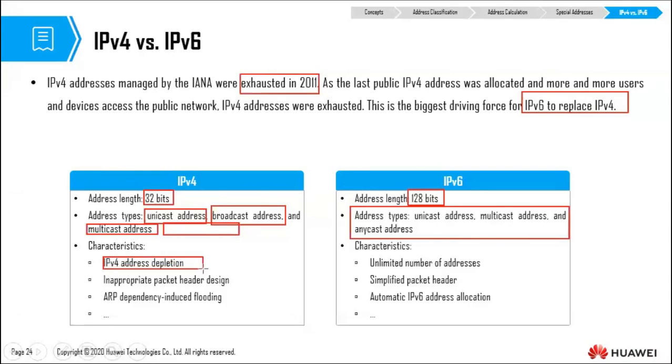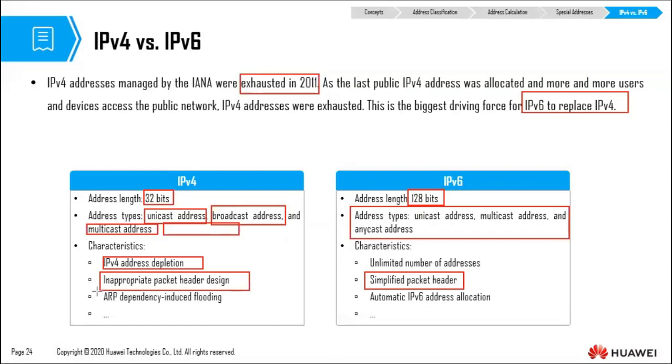So the problem with this one was the depletion, inappropriate packet header design. You've seen the IP header, the way it has so many fields. You've seen all those fields: TTL, identification, fragmentation, blah, blah, blah. With the IPv6 header, it's a little bit simplified. It doesn't have all those fields.